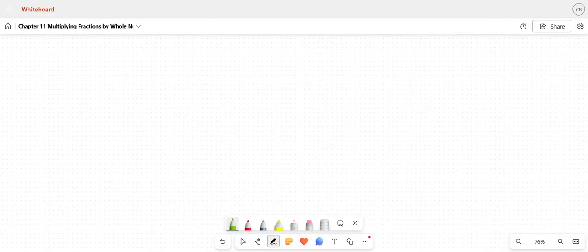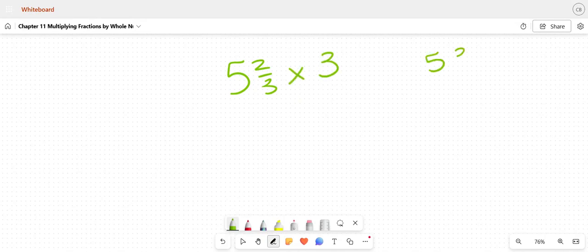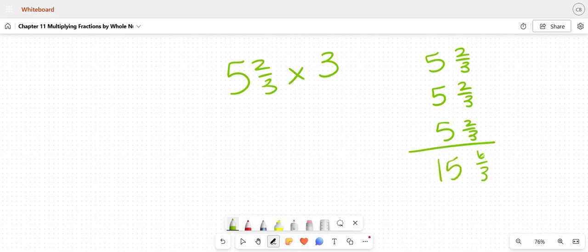All right, let's go over multiplying a mixed number times a whole number. So 5 and 2/3 times 3. All right, I could do repeated addition. 2 plus 2 plus 2 is 6/3, 5 plus 5 plus 5 is 15. Gotta convert this.